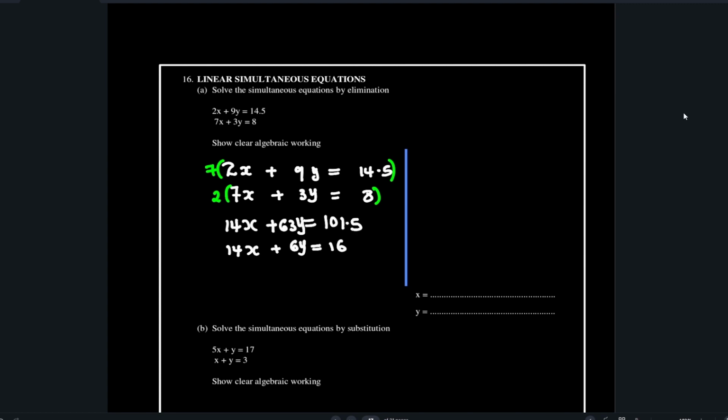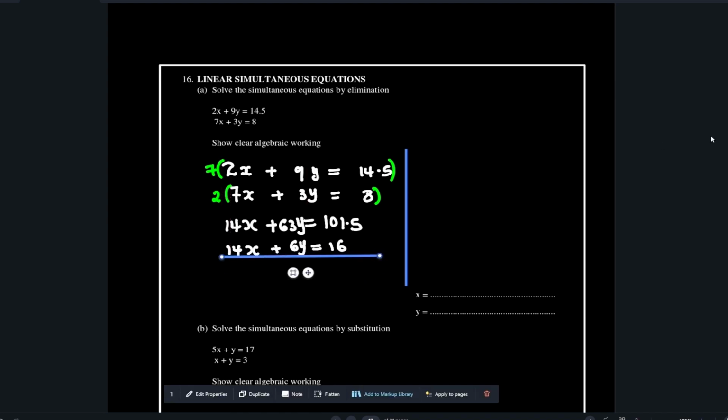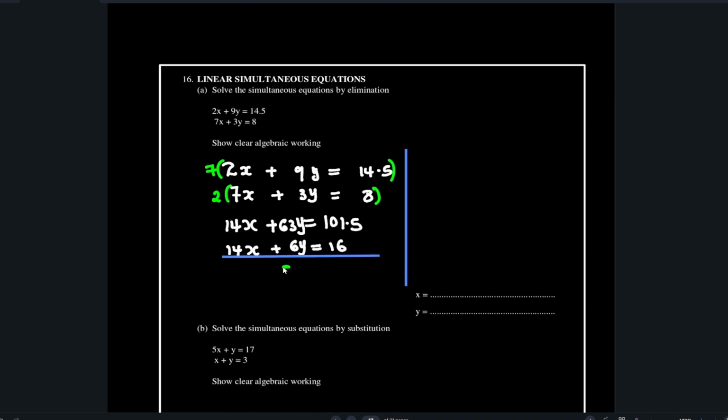So once we multiply what's in the bracket and then subtract the two equations, we are going to remain with 57y equals 85.5. Then for us to get y, we divide both sides by 57, and our y is going to translate to 1.5. This is our y.